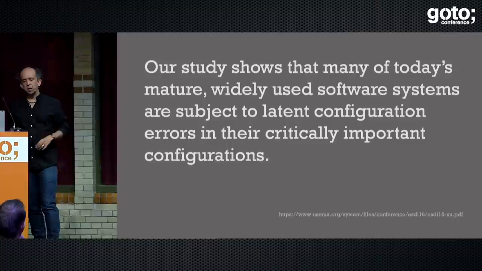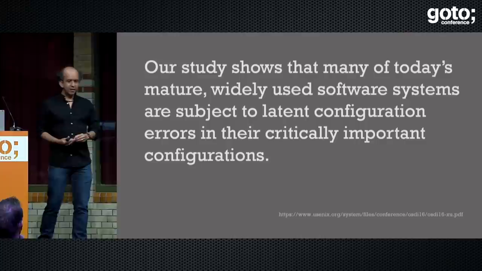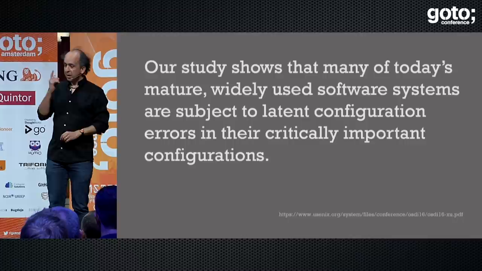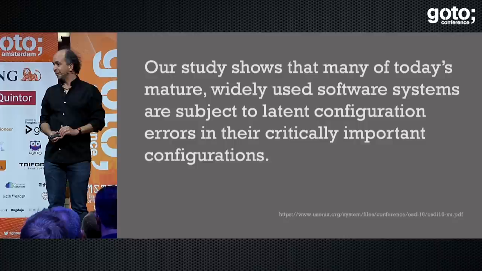It turns out that studying across a number of systems, and we're applying a particular tool, which is not the focus of this talk, our study shows that many of today's mature, widely used software systems are subject to latent configuration errors in their critically important configurations, those related to reliability and all the rest of it. Latent configuration error, that's a polite way of saying we didn't check it when we ran, okay? We got it at first point of use, something bad happens.